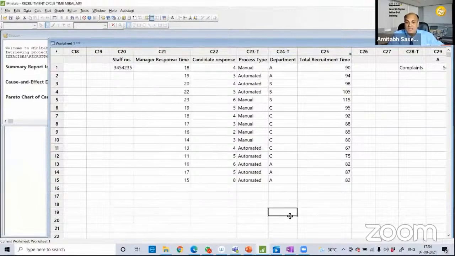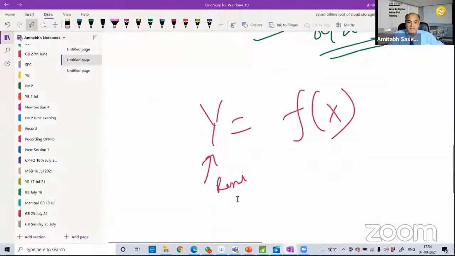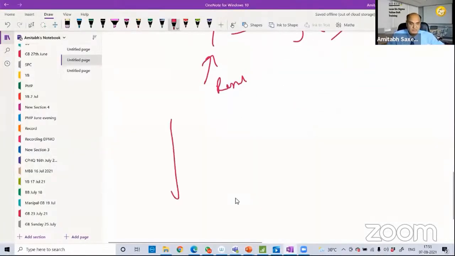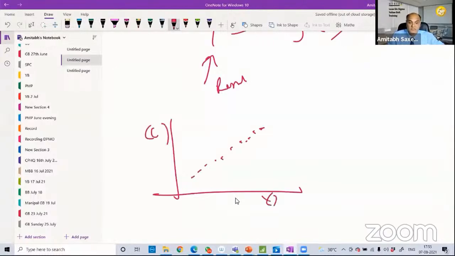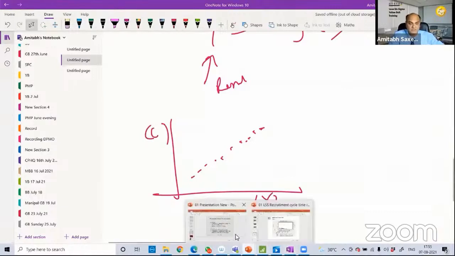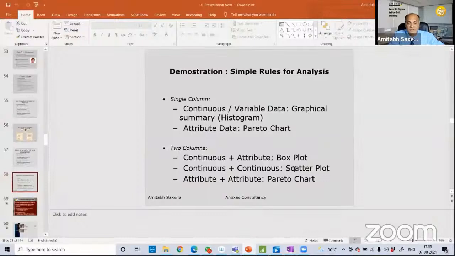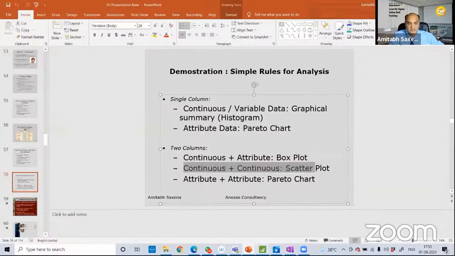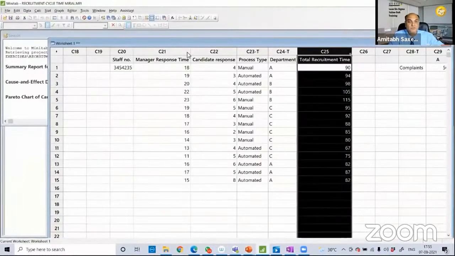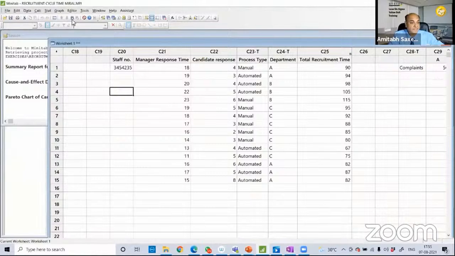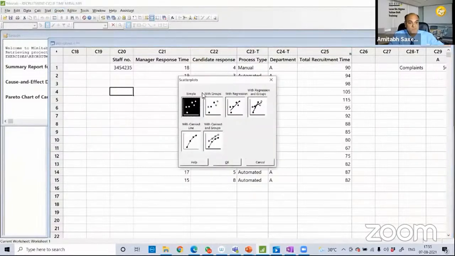When both are continuous data, I will use a scatter plot. I'll make a scatter plot. Both are continuous, this is continuous, so I'll do a scatter plot. Continuous and continuous, scatter plot. Yes, okay, let us do that. Total recruitment time. Is it impacting? Let us see.